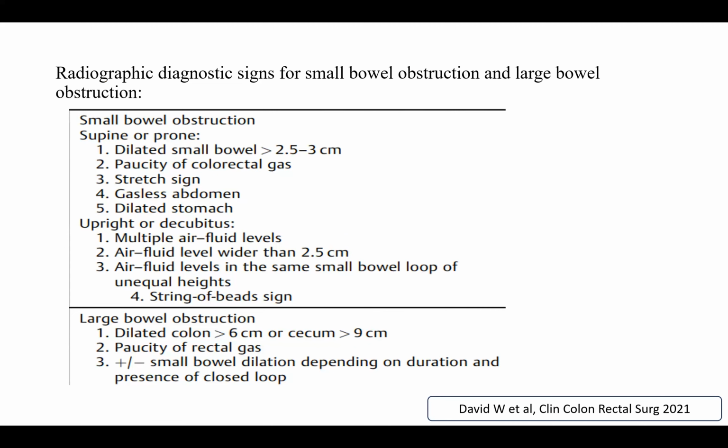Radiographically, diagnostic signs include dilated small bowel greater than 2.5 to 3 centimeters with paucity of colorectal gas, the stretch sign, gasless abdomen, dilated stomach, and in upright position multiple air fluid levels, or air fluid levels wider than 2.5 centimeters, air fluid levels in the same bowel loop of unequal heights, and string of pearls, as explained. And in large bowel obstruction, colon dilated greater than 6 centimeters or cecum dilated greater than 9 centimeters, and paucity of rectal gas.